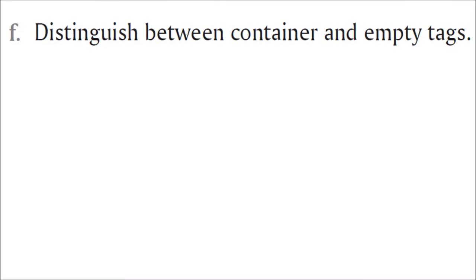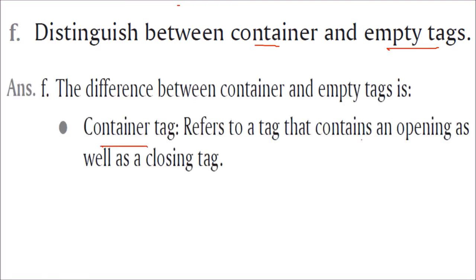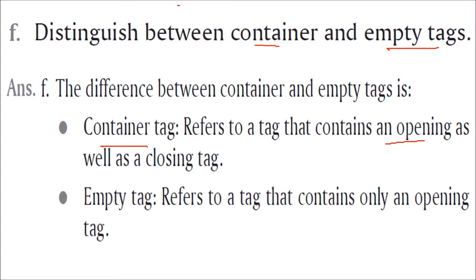Distinguish between container and empty tags. Container tags and empty tags have one difference. Container needs the end tag also, starting and end tag. I'll give you an example. Empty tags means those tags which don't require any closing tag. So the difference between these two: a container tag refers to a tag that contains an opening as well as a closing tag, while an empty tag refers to a tag that contains only an opening tag. For example, HTML requires an end HTML.